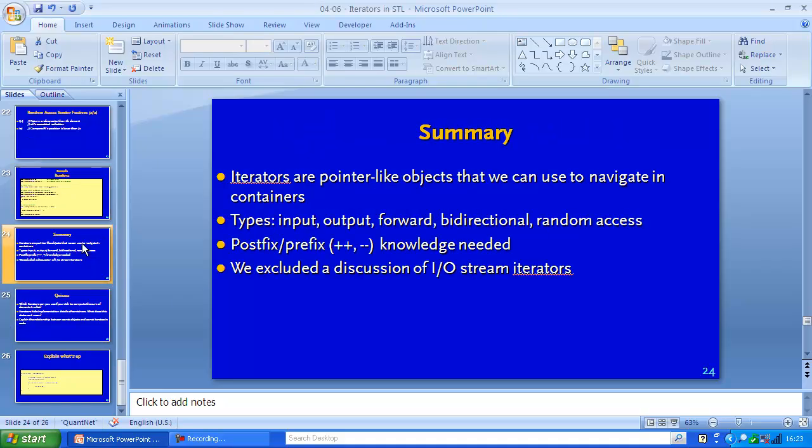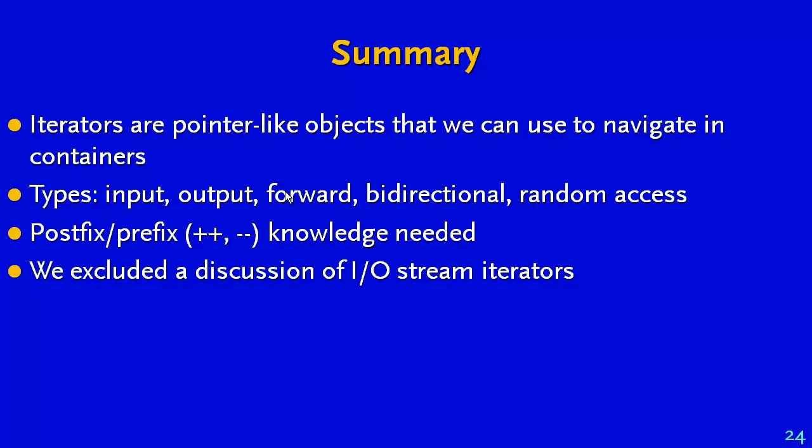Okay. So the summary is the following. We give an example, the introduction to iterators in STL. So basically, the examples you've seen are more or less enough for the moment. So believe me. So iterators are pointer-like objects which can be used to navigate in containers.